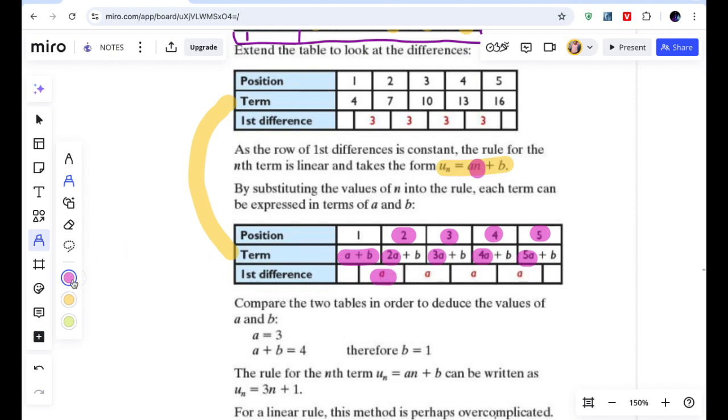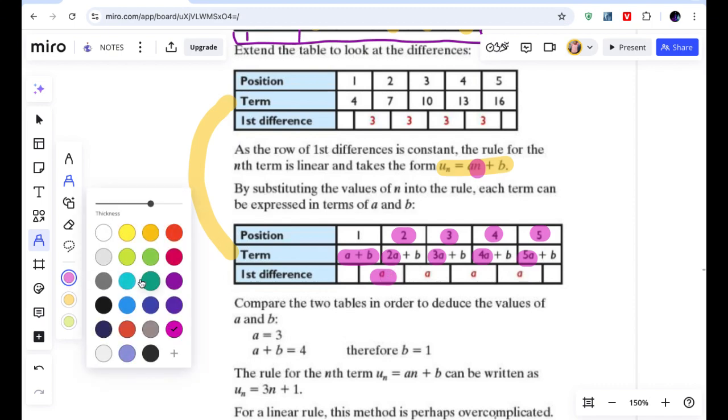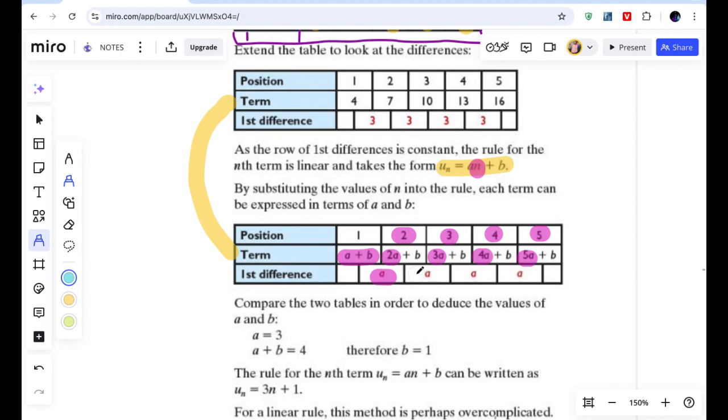Same I do here. I'll say 3A minus 2A, I get A. And this B minus this B equals 0. So no need to write 0.